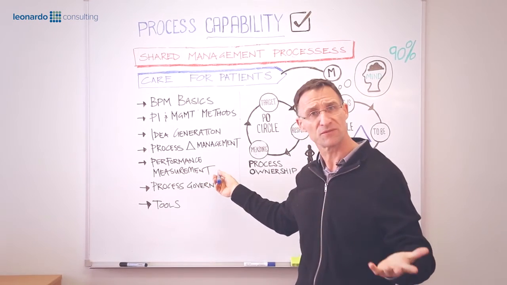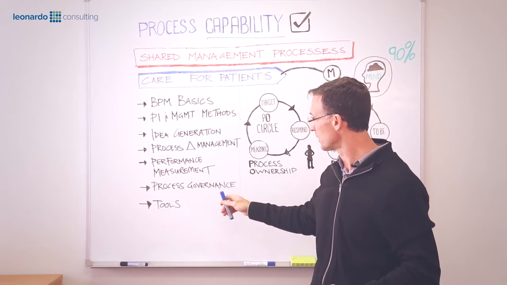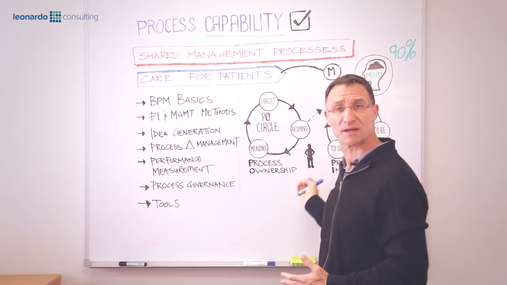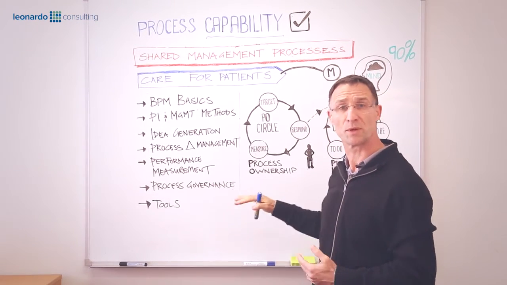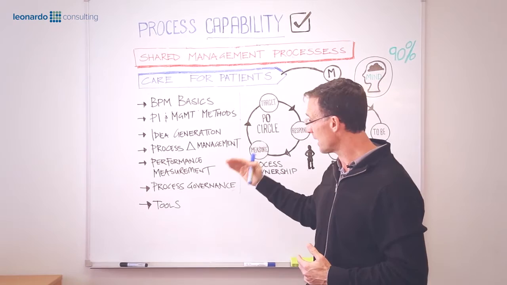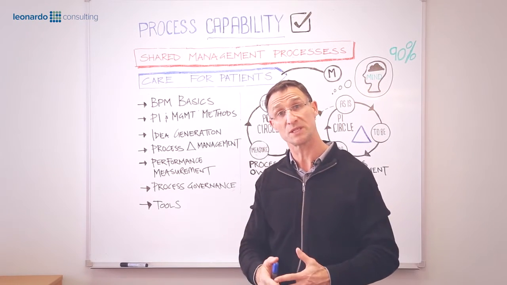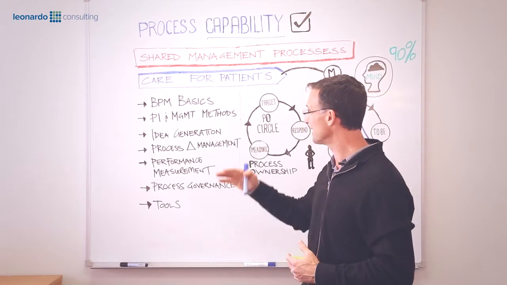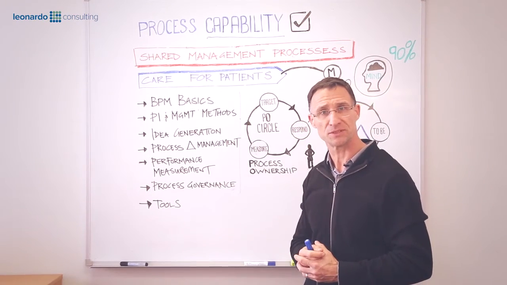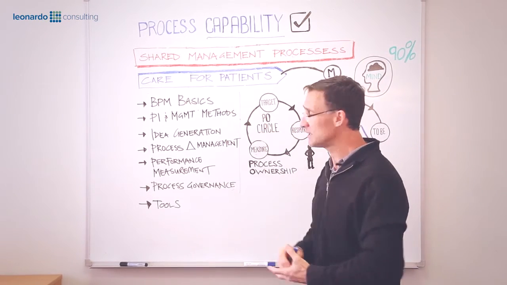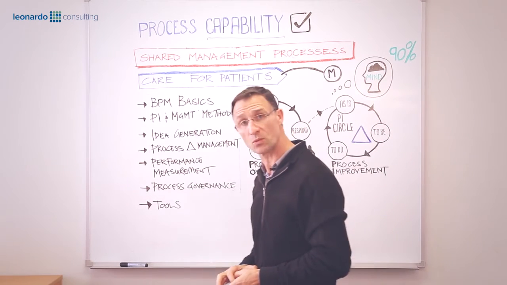We need a methodology for performance measurement. We need to understand what the process governance structure is, who does what, what the role of the process owner is, and we need to understand the tools, the language, the conventions that we speak in order to model and analyze our business processes. This does not need to be a costly affair. We can do this quite easily.